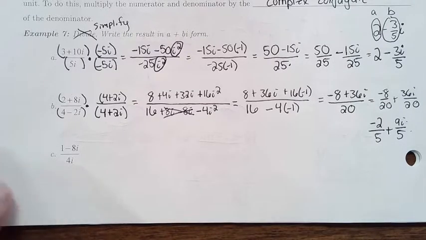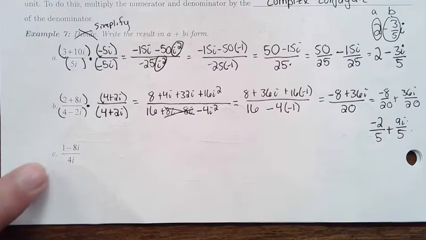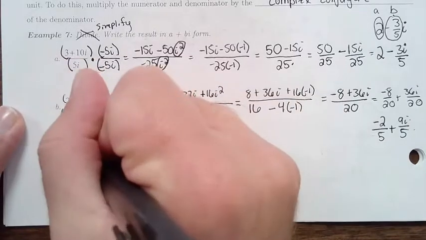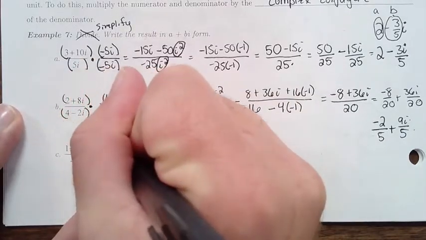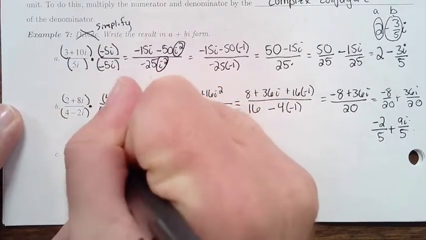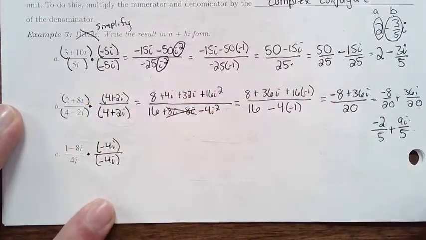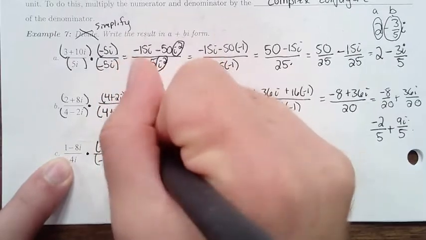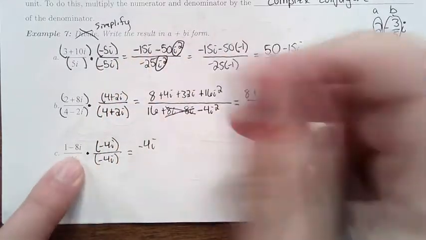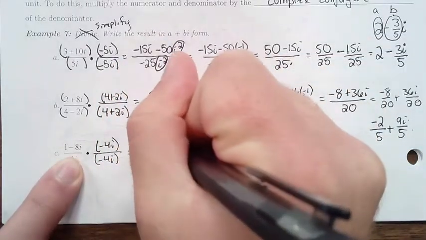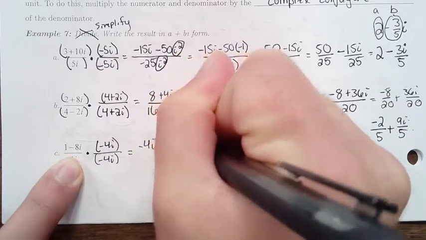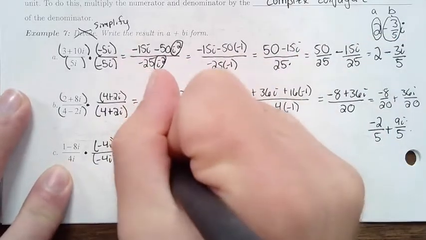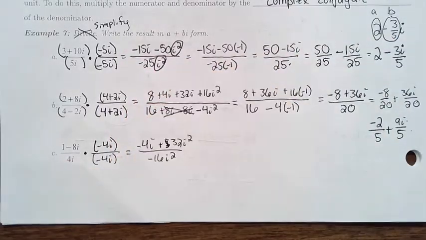Doesn't matter to me. Last one we'll talk about here is part C, which is negative 1 minus 8i all divided by 4i. So this is going to be more similar to the first one here, where I just need to multiply by the negative 4i on both top and bottom. When we do that, we'll distribute the negative 4i to the 1, which gives me negative 4i. Negative 4i times negative 8i is a positive 32i squared. And then I would divide by negative 4 times 4, which is negative 16, times i squared.